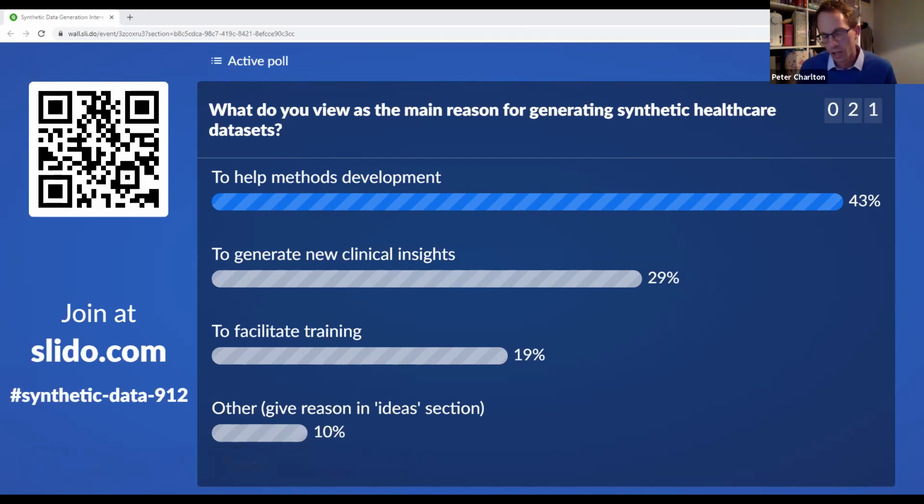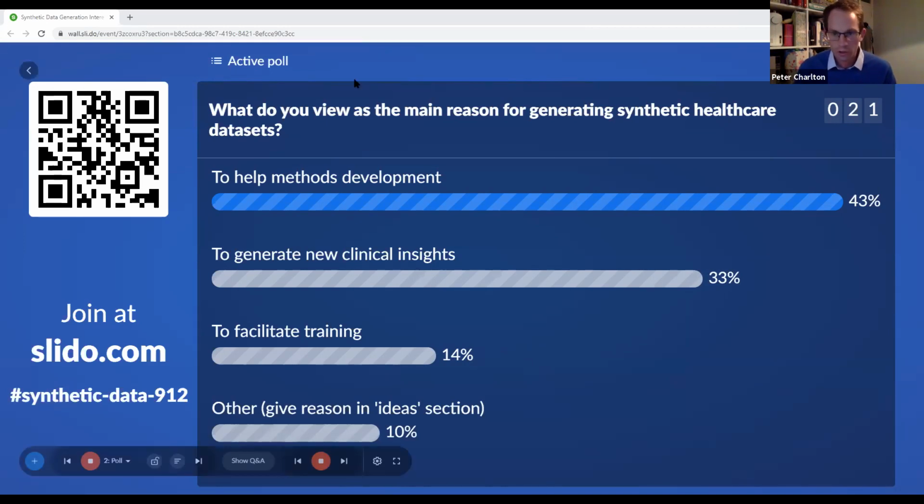And then of course, I think it's invaluable for facilitating training. So I am keen, as demonstrated by uploading the code and examples of analyses to accompany this dataset, that others should learn from this work and be able to build on it.